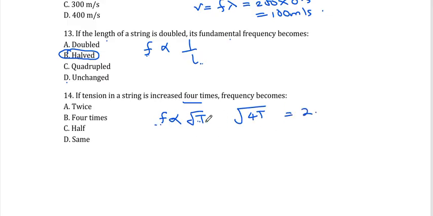It is directly proportional, meaning as one increases, the other one increases, but the square root sign means that they will not increase at the same rate. While this increased by 4, this will increase by square root of 4, which is 2. So the answer is twice, A.